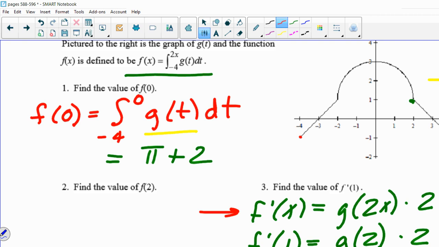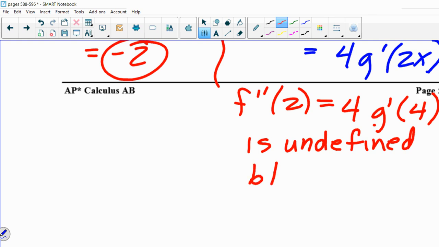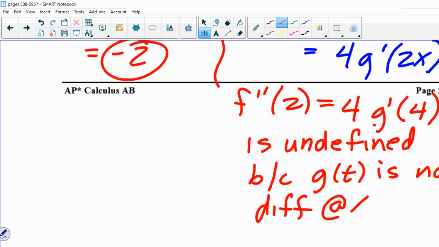G of 4 is -1. Can I take the derivative at that endpoint? No, I can't take the derivative of an endpoint because I could take the one-sided derivative, but I can't take a two-sided derivative because there's nothing there. So f double prime at 2 is undefined because g of t is not continuous, not differentiable at t equal 4.